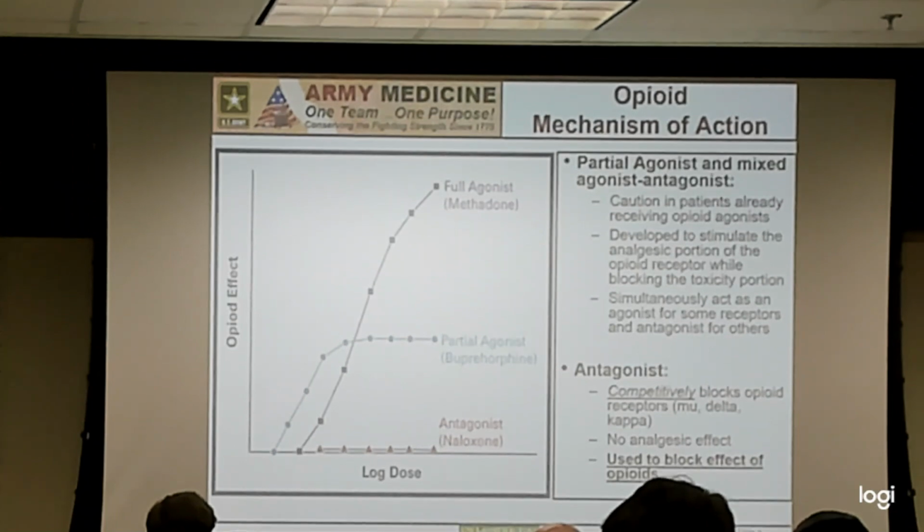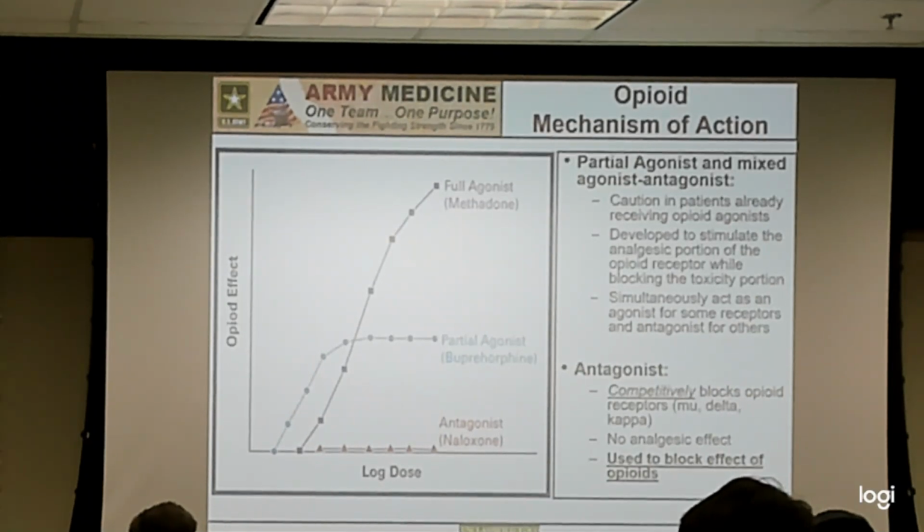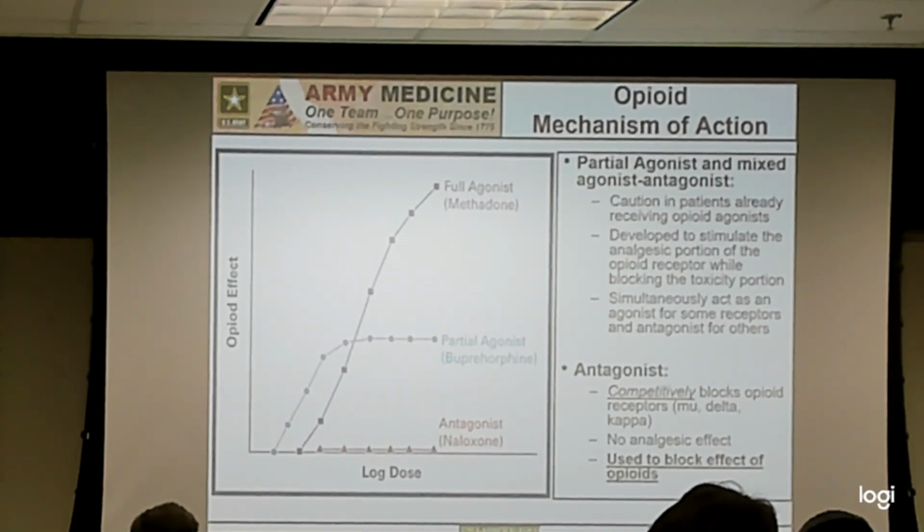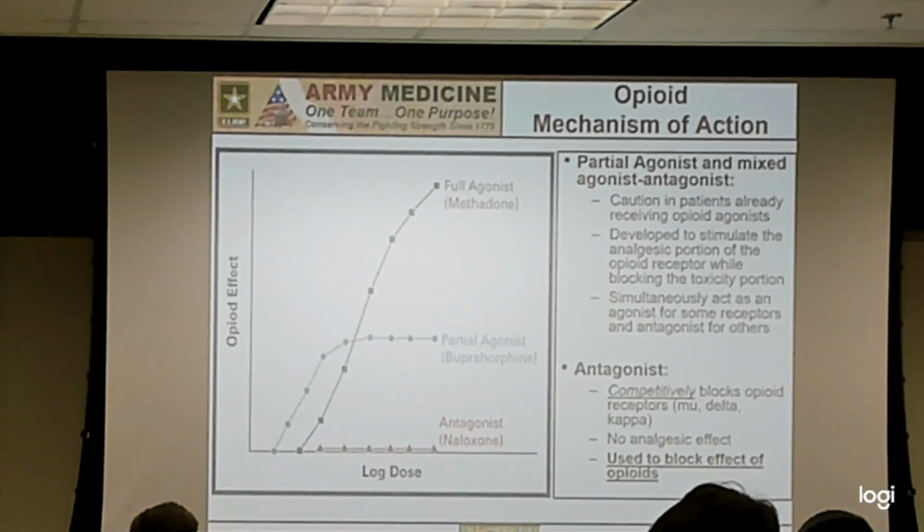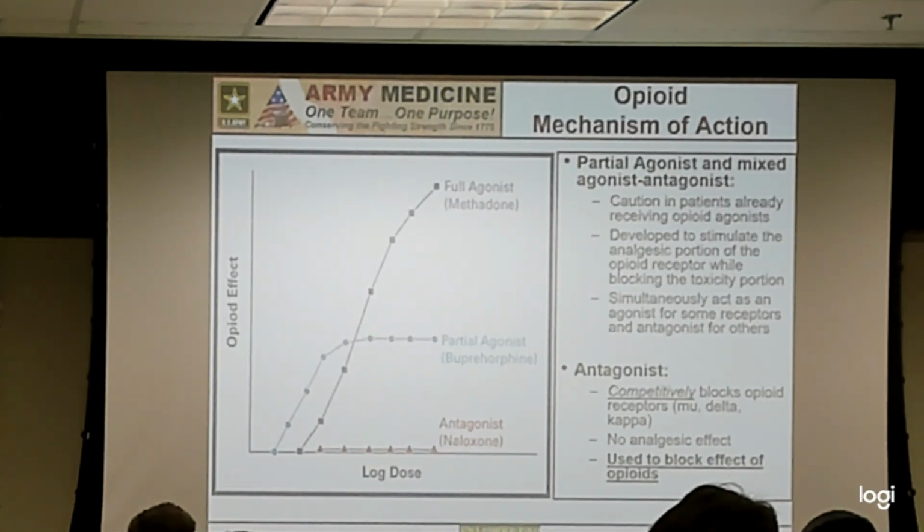So this is just a picture of what we just went over. All right? With a full agonist, you're going to get that full opioid effect, whereas with a partial agonist or one of your mixed agonists, you're going to get that midline effect, and your antagonist is simply trying to stop that opioid effect altogether. So it's going to antagonize your full agonist or sometimes your partial agonist, and we'll go over that a little bit later.